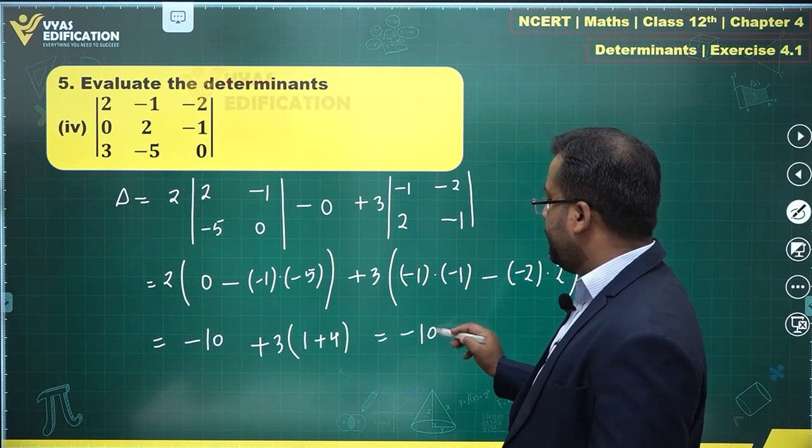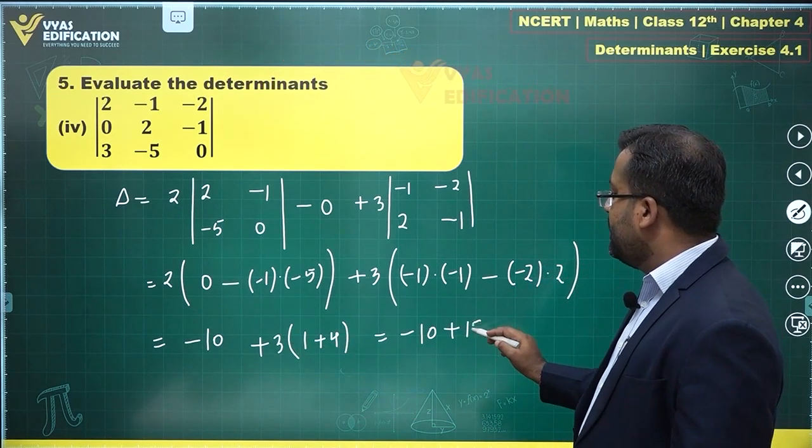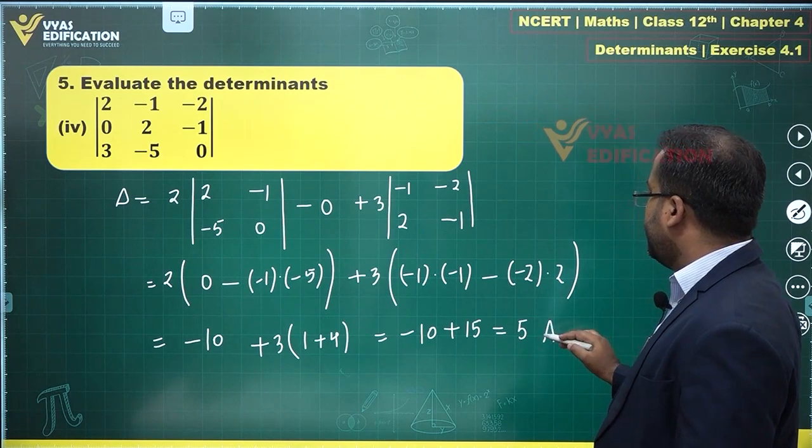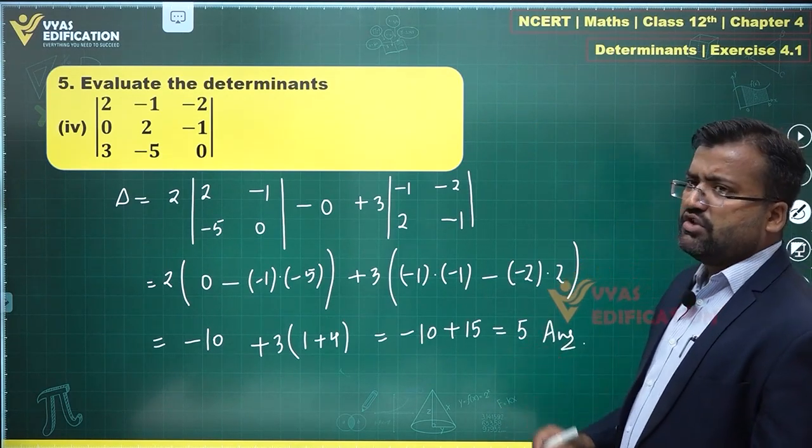The final value can be obtained very easily by simplifying this. This is 5 times 3, which is 15. 15 minus 10 is 5. That is my answer for this question over here. Is that all? Yes, that's all in this question.